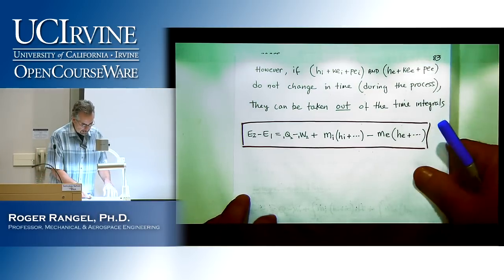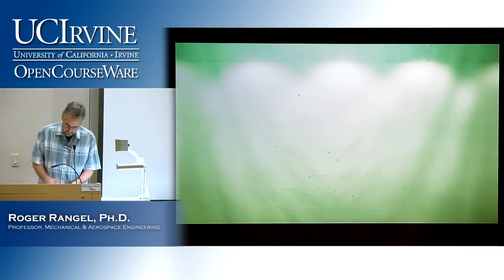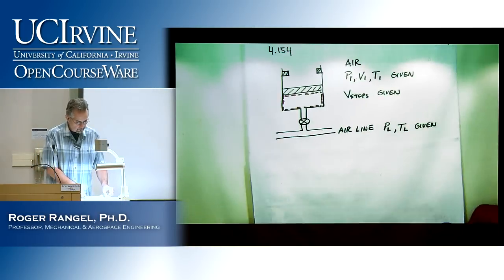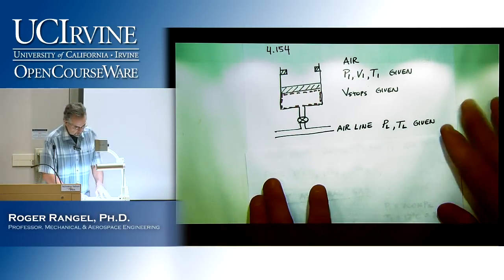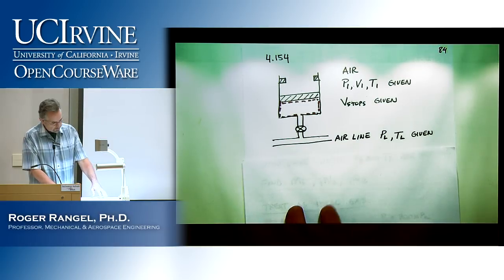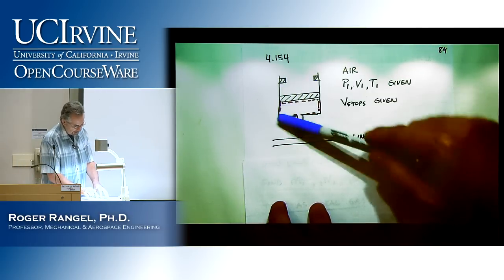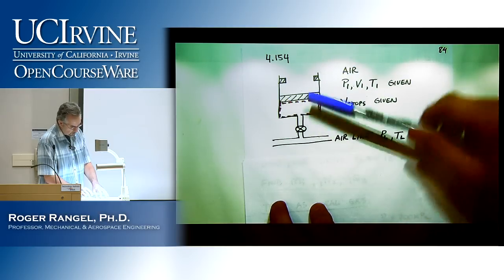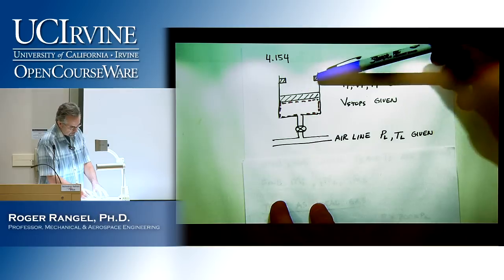So let's look at an example to see what's happening, to see how that is used. Here is our example, Problem 4.154. We have the following arrangement. We have a cylinder with a piston. There is a set of stops near the top here.